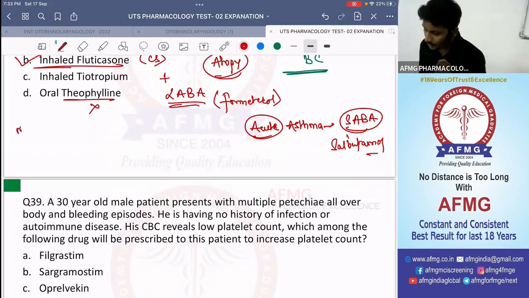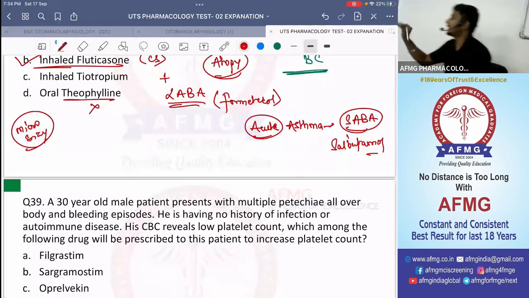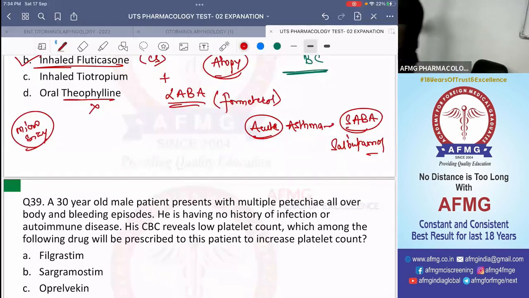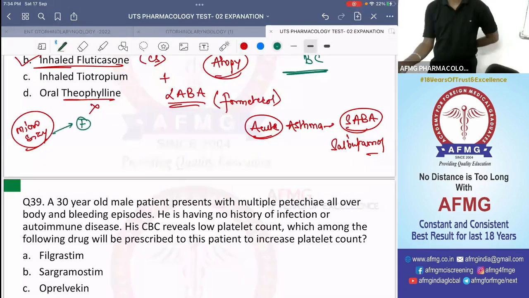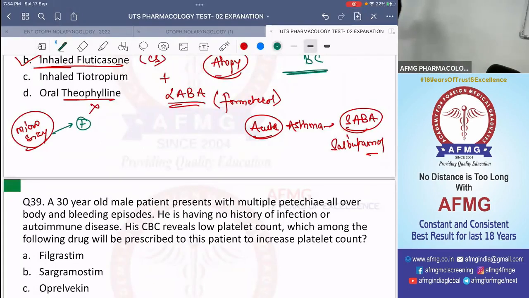The enzymes which are present inside the endoplasmic reticulum are called microsomal enzymes. Most of the drugs are usually metabolized by these microsomal enzymes. There are some drugs which can induce these microsomal enzymes. And if these microsomal enzymes are induced, the other drug will be affected.